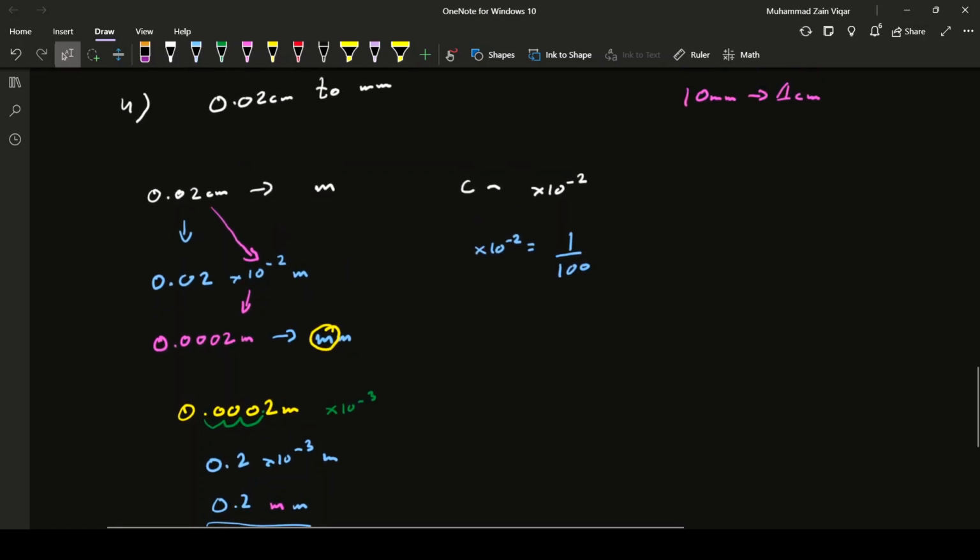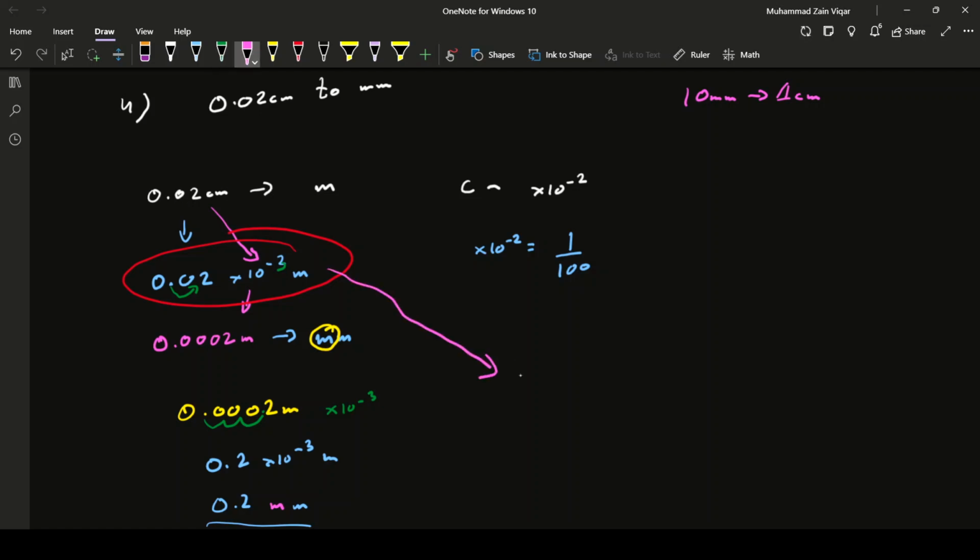Or another shorter way was that when I had this number with me, 0.02 times 10 to the power negative 2, I could have just moved the decimal point again one decimal place and increased this power by 1, and I would have gotten directly the number which I was supposed to get, 0.2 times 10 to the power negative 3.